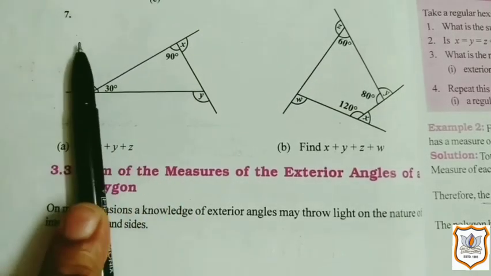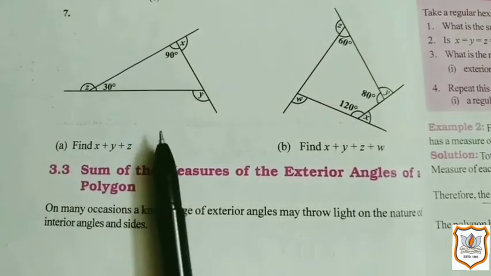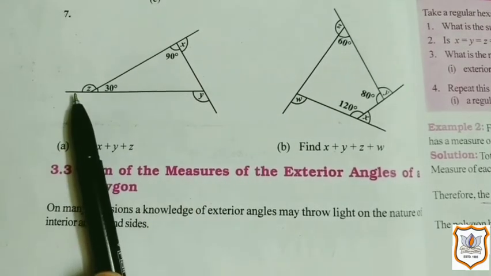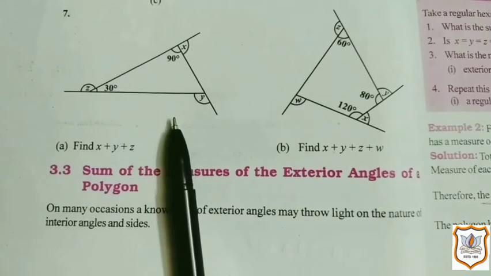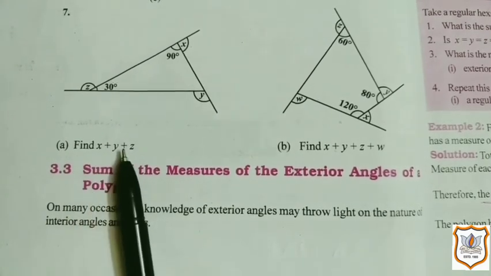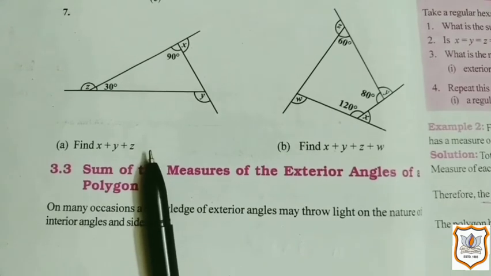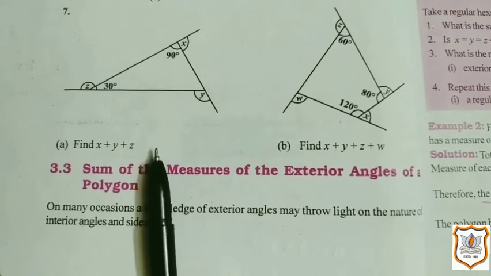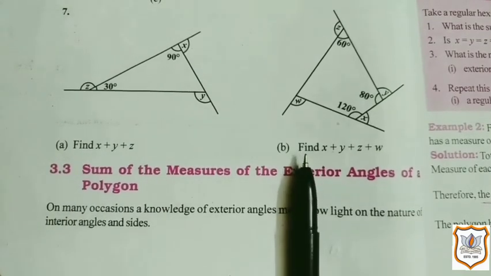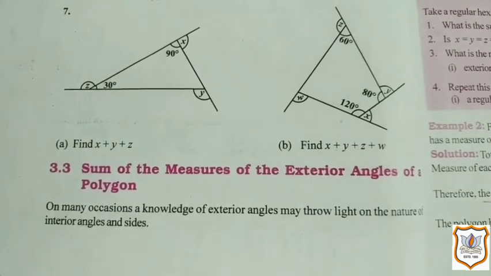Last sum of this exercise, 7th. In this figure, x, y, z are exterior angles and we have to find x plus y plus z. Students, I will solve part A. Part B, you have to solve by yourself.